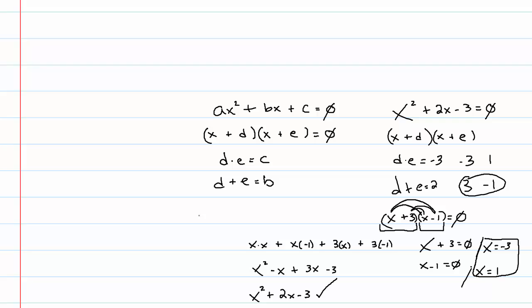Lastly, let's take a look at the quadratic equation. The quadratic equation says that if we don't know how to factor this, there's always the solution that x should equal negative b plus or minus the square root of b squared minus 4ac, all of that over 2a.